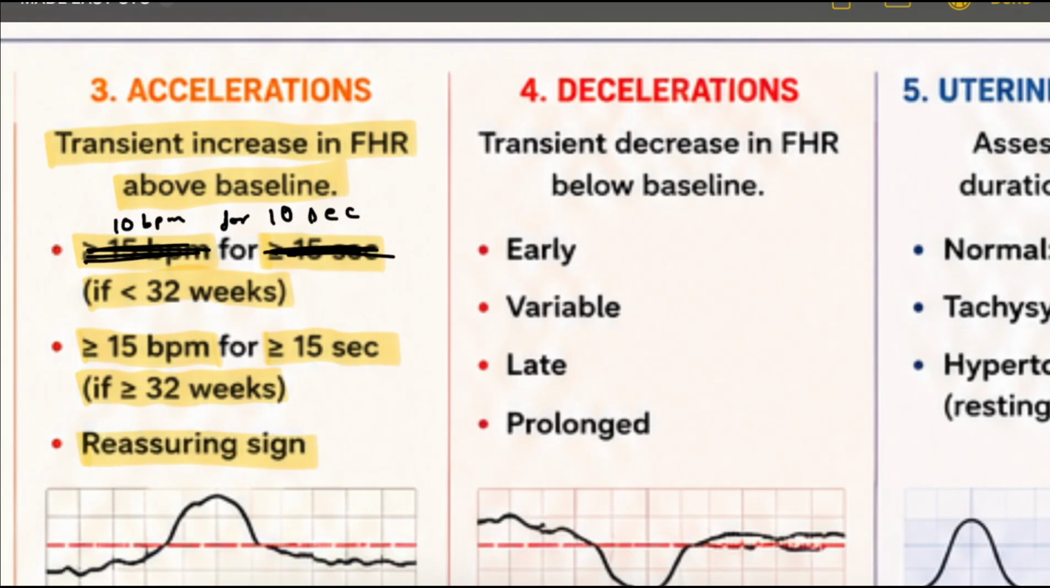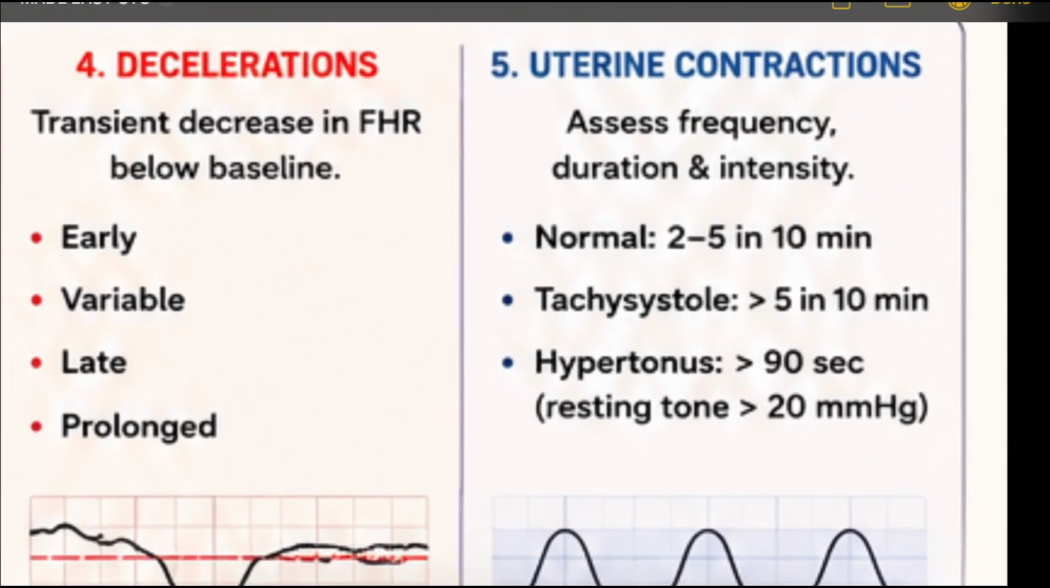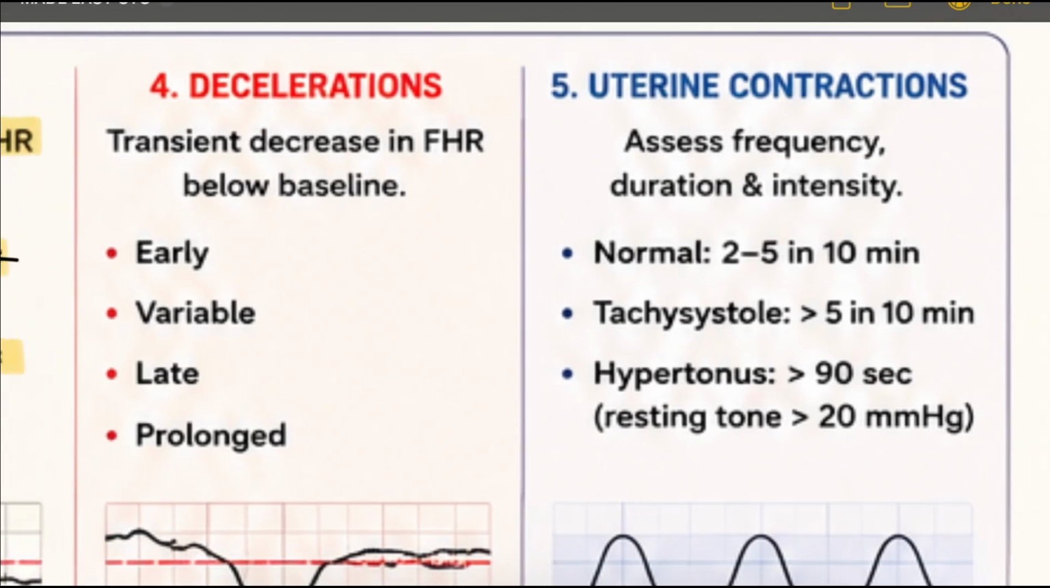But always in acceleration, we have to compare less than 32 weeks and greater than or equal to 32 weeks. If less than 32 weeks, it's 10 beats per minute for 10 seconds, and if 32 weeks or more, it's greater than or equal to 15 beats per minute for greater than or equal to 15 seconds. And we have one mnemonic: movement means music. The baby moves, so the heart dances like that. When I was doing CTGs, that's when I learned it like this.